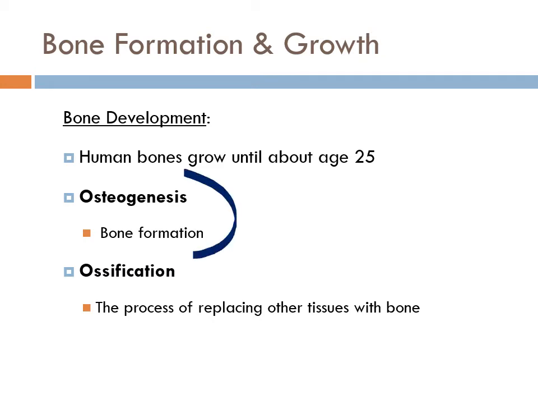Osteogenesis is the term for bone formation. We talked about that earlier. And then ossification is the replacing of other tissues with bone. So our bones develop as a cartilage model, and then ossification turns that cartilage into bony tissue. So osteogenesis, bone formation. Ossification is the process of replacing other tissues with bone.